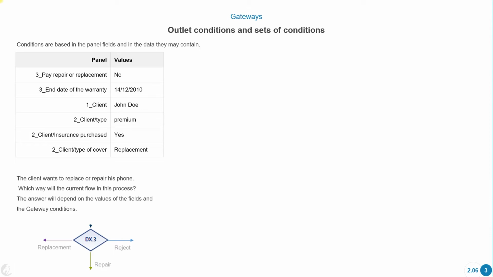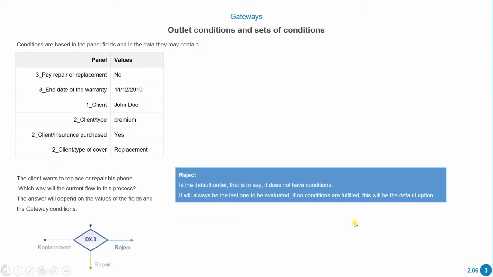Let's suppose a client wants to replace or repair his phone. Which way will the current flow in the process? The answer will depend on the values of the fields and the gateway conditions. Let's see in this case that we have a gateway with 3 possible outlets: reject, replacement, and repair. Let's have a look at the conditions of each one.